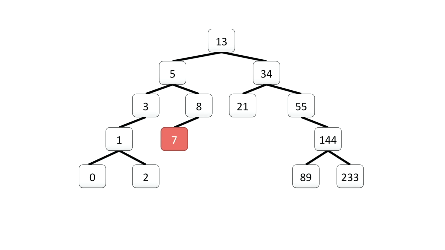First, the easiest case is if the element is a leaf node. In this case, we simply delete it and go on with our business. Say we want to delete the 7 that we just added. Well, we simply find it, remove it, and that's it.